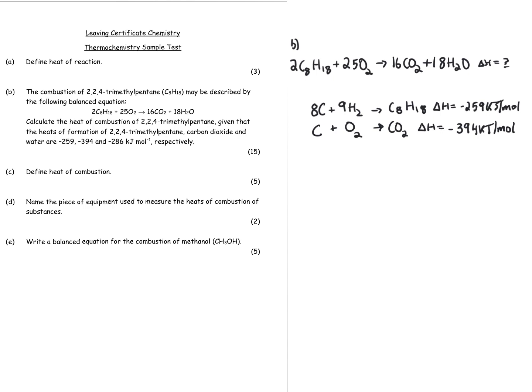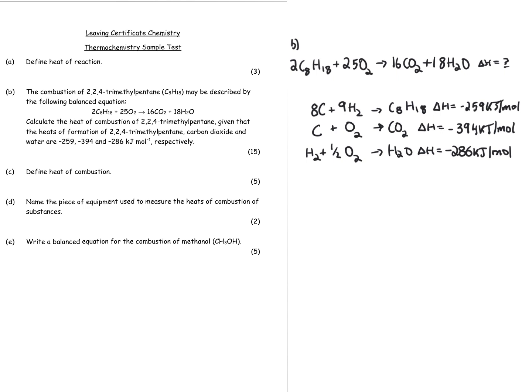Okay, then the last one we have is water. Now, water is H2O. To form water, we're going to need O2 and we're going to need H2. Now we'll have half O2 to give us the 1 O, and we need 1 H2. So the delta H for this is minus 286 kilojoules per mole. Now that's step 2 done. We've written down the equations needed.